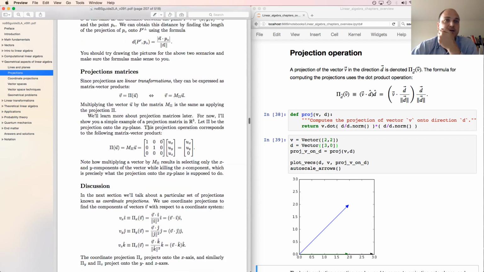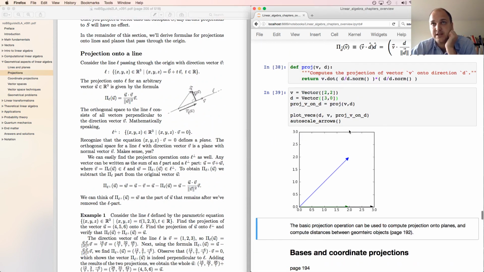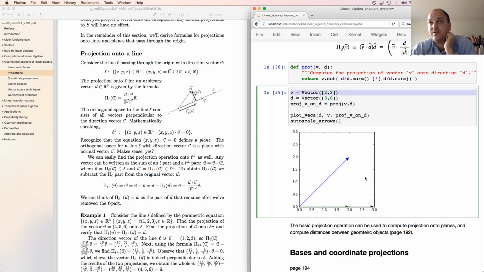So I applied the projection, but let's look at what's happening. We have the direction D, here shown in black, and then we have the vector V. The green part is the projection of V in the D direction. Imagine passing a perpendicular line to the direction vector, and then you say, where does it go?